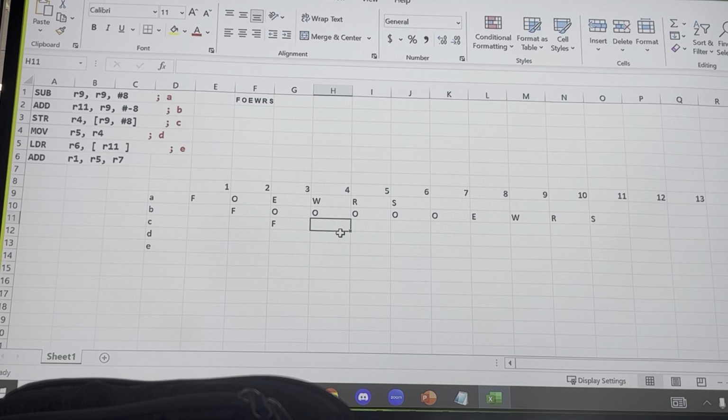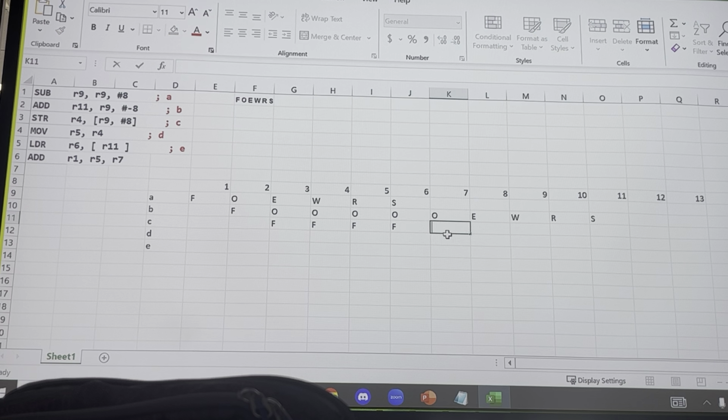Alright, so what now? Can O happen here? No, it cannot happen here. Absolutely cannot happen here. Why? Because O is back up here. Look at that. So that means cycle 8. We're stuck in the fetch cycle. We can't get out of it.